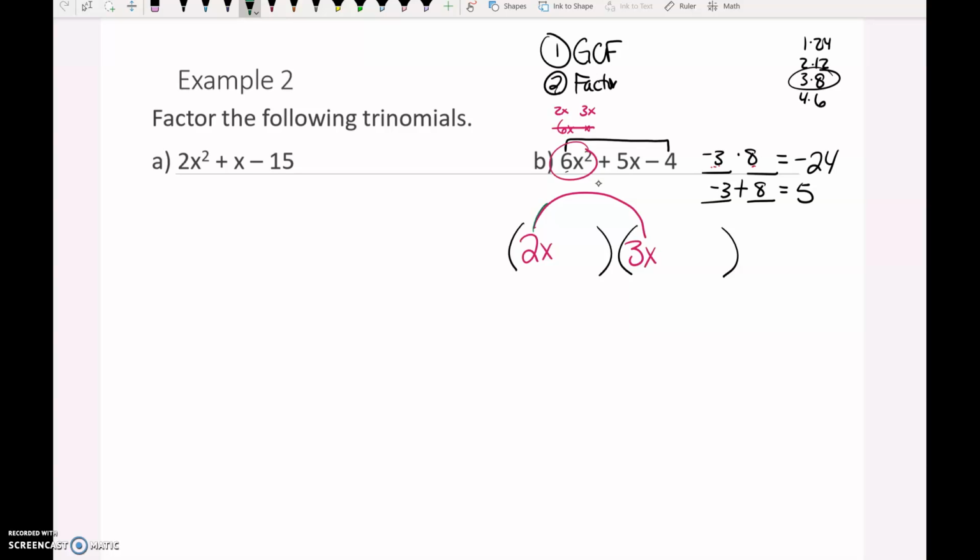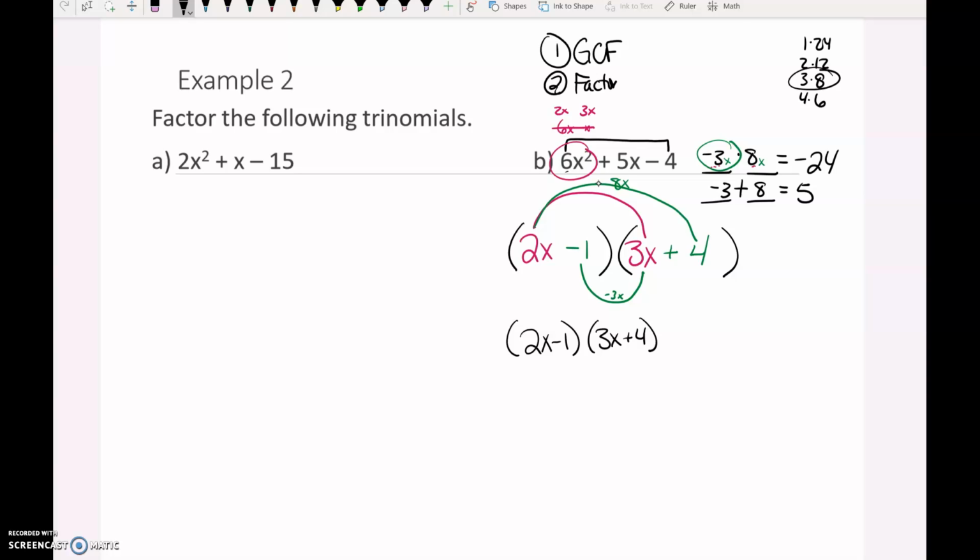2x times this other number, which I totally missed, is going to give me either -3x or 8x. I'm guessing that's going to be 8x. 2 times 4 is 8, so that's got to be a plus 4. Then this number times 3x has to give me the other one, so that has to be a negative 1. My factored form is (2x - 1)(3x + 4).